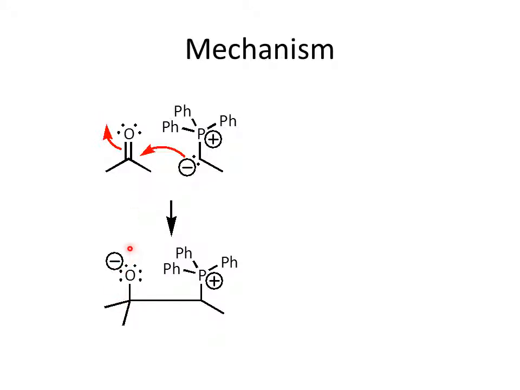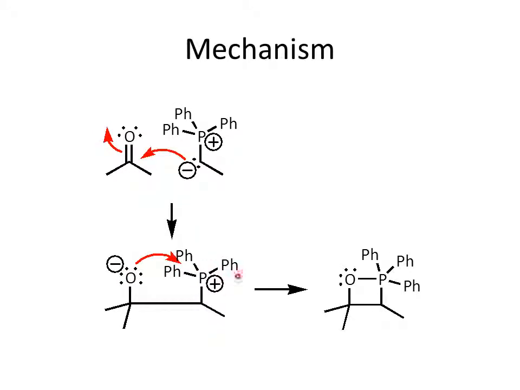But unlike in the Grignard reaction, where this stuck around until you protonated and then you got an OH, this oxygen is right next door to a positively charged phosphorus. And there's going to be an attractive interaction between those things. This negatively charged species is going to reach out to interact with this positively charged center to make an oxygen-phosphorus bond.